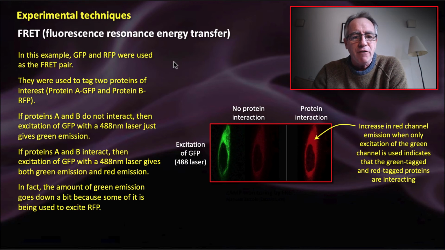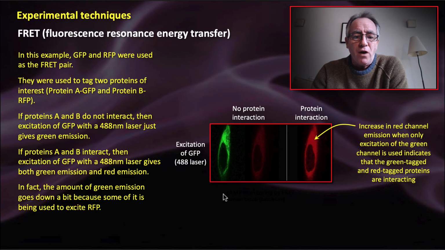So GFP and RFP are used. GFP is attached to one protein and RFP is attached to another protein. The question is, do those two proteins interact within the cell? If the two proteins don't interact, you fire the shorter wavelength laser to excite GFP, you see GFP fluorescence, but very little or no red fluorescence. And you say your conclusion is, okay, those two proteins don't interact with each other.